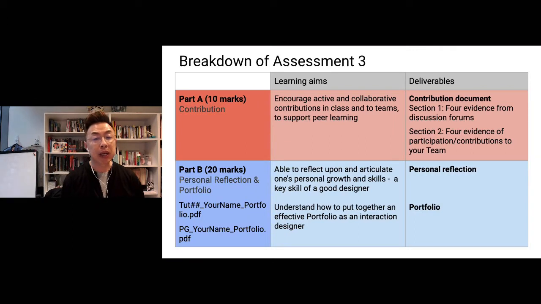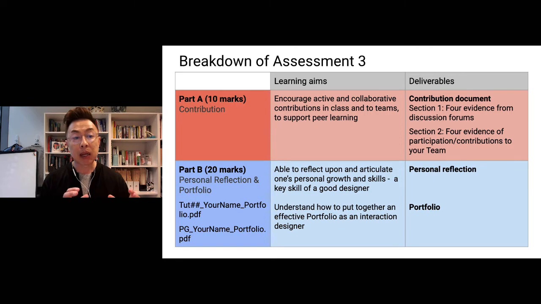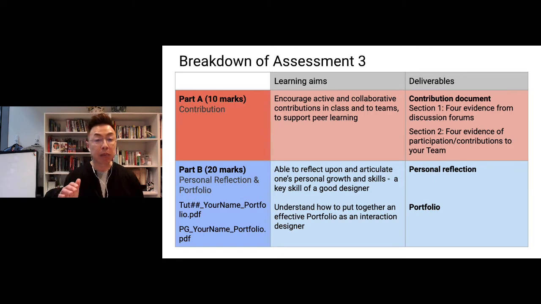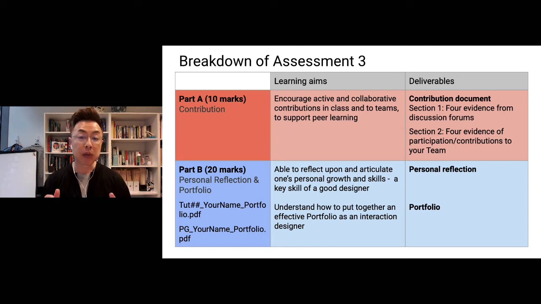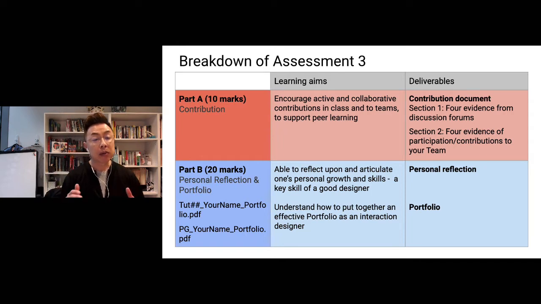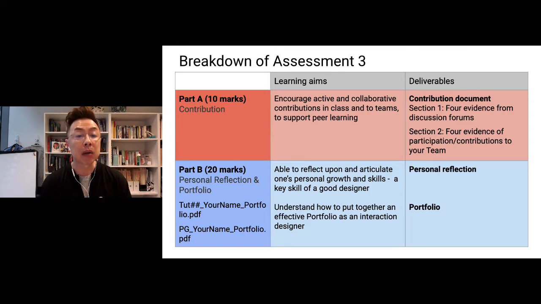So assessment 3 is really broken down into two sections, part A and part B. Part A is delivered separately to part B. So these are two documents that you need to submit, although the due dates are on the same day. Part A is worth 10 marks, and it is basically about contribution.